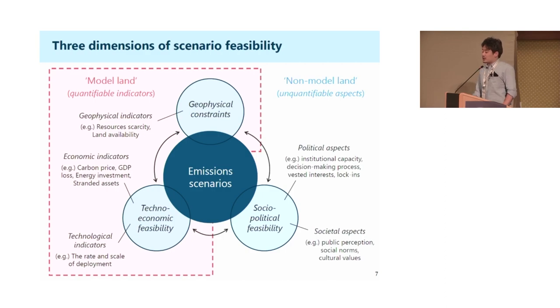And I think the models are very good at dealing with geographical constraints and particularly techno-economic feasibilities. Those kinds of factors can be quantified, but models are not very good at dealing with socio-political feasibilities, such as institutional capacities, decision-making processes, public perception, and so on. So I want to suggest that modelers not try to quantify unquantifiable aspects. I think it's better to leave them outside the model and think about how we can deal with socio-political feasibility outside of the model.